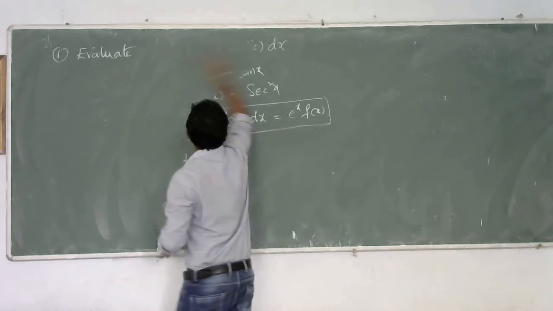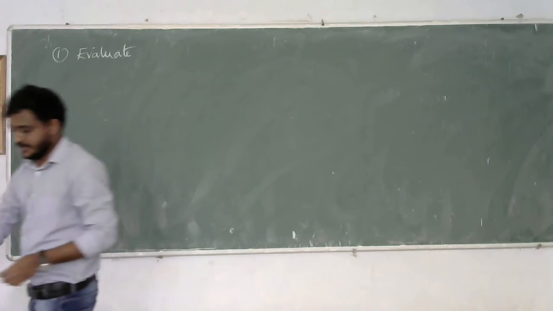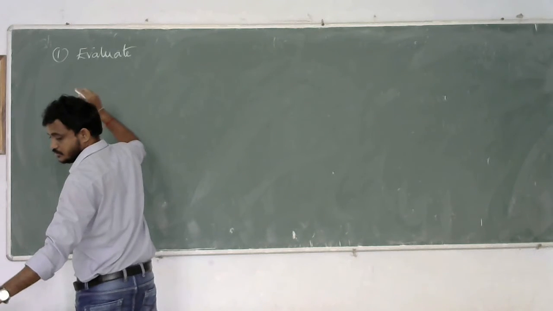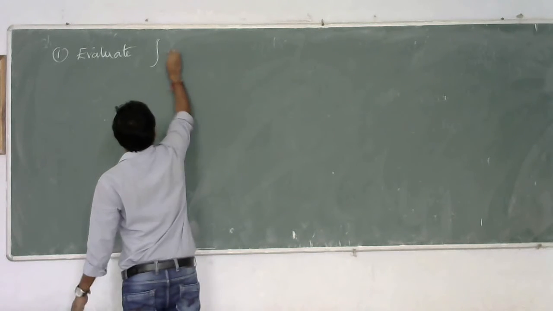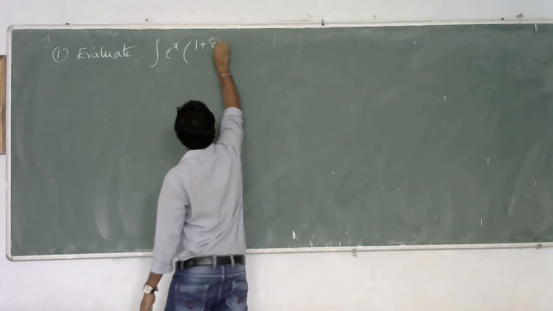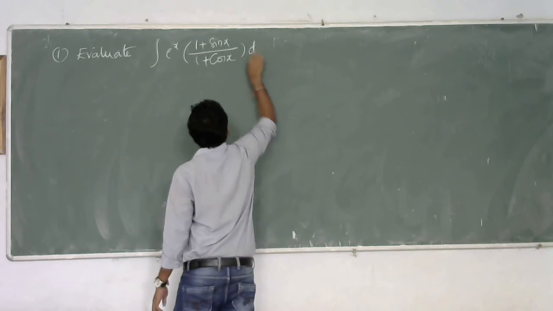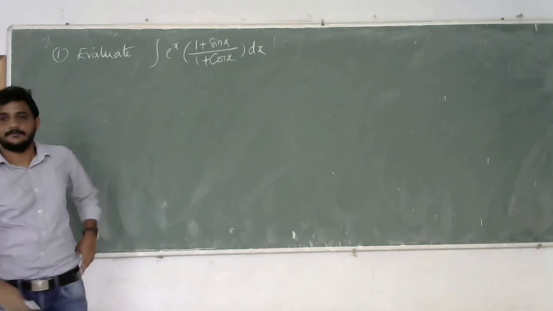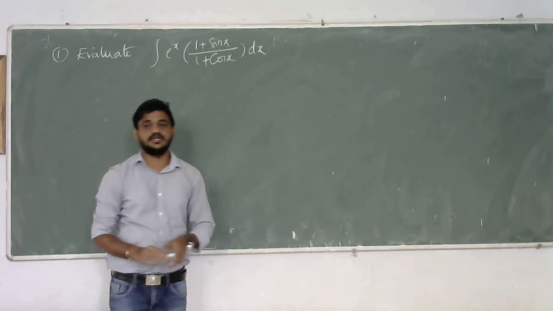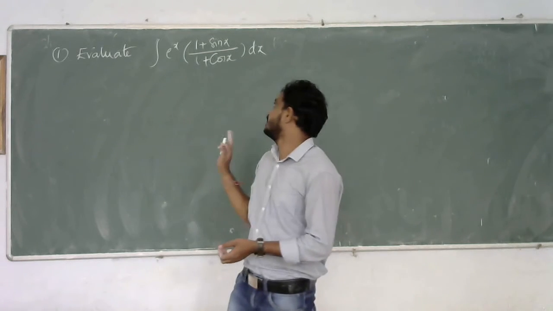We'll take one more problem. Evaluate integral e power of x into 1 plus sin x by 1 plus cos x into dx. Here after e power of x we have only one function, that is 1 plus sin x by 1 plus cos x.